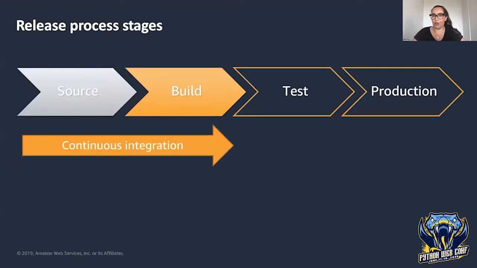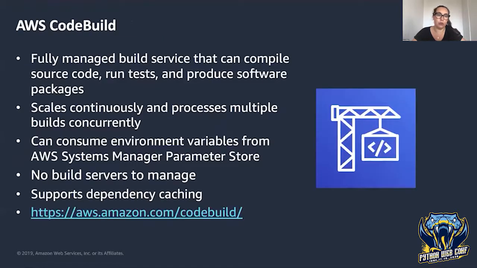And now we can move to the build stage. In the build stage, we have CodeBuild. CodeBuild is a fully managed service to build. So you can compile source code, run unit tests, run linting, do whatever you want. Usually with serverless applications, we produce some artifacts that will get deployed later. This is cool because it scales and it can run in parallel.